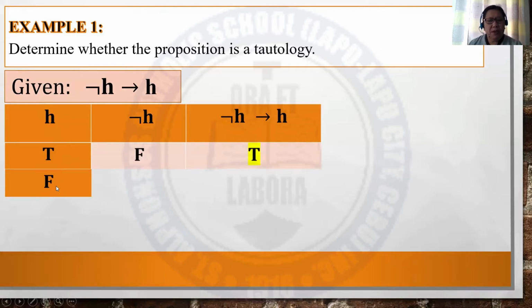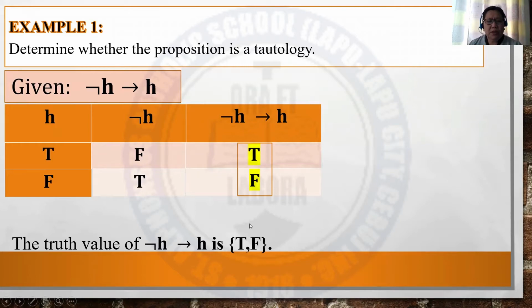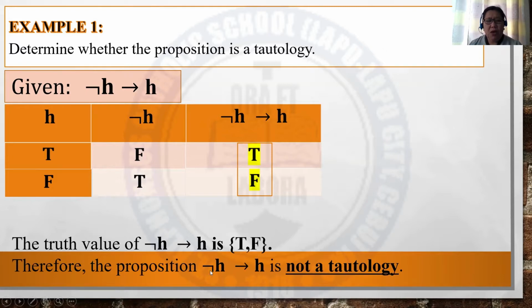If H is false and not H is true, then not H implies H is false. So the truth value of not H implies H is T and F, or true and false. Therefore, the proposition of not H implies H is not a tautology. All the results here must be true in order to consider the given proposition as tautology.